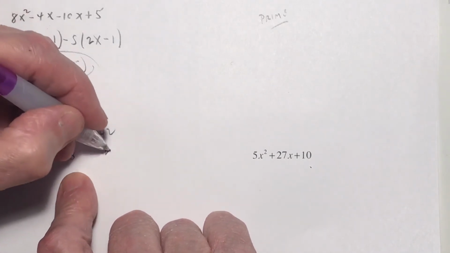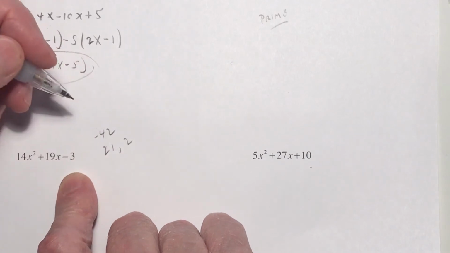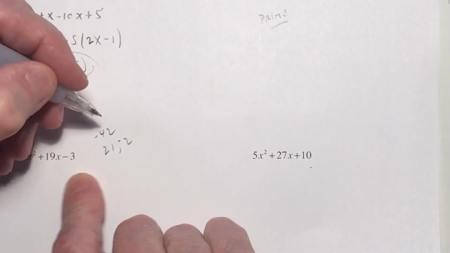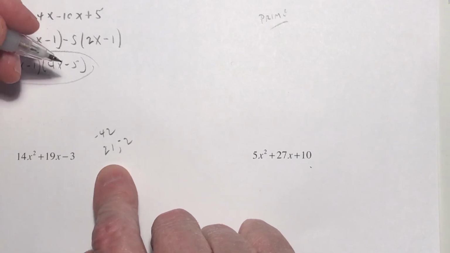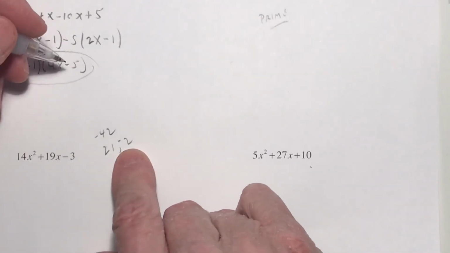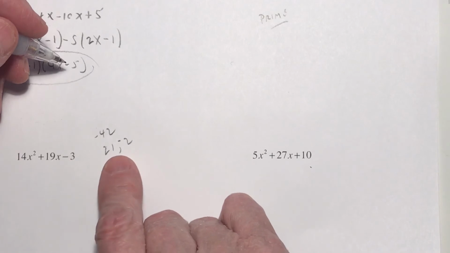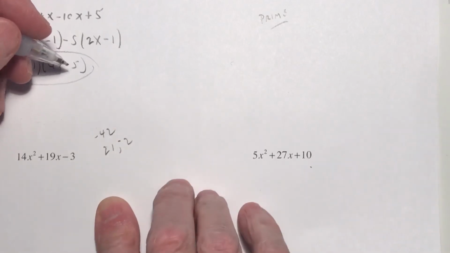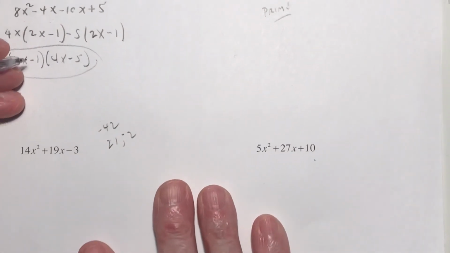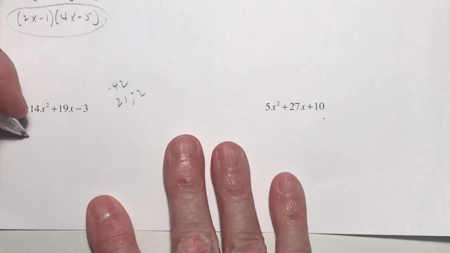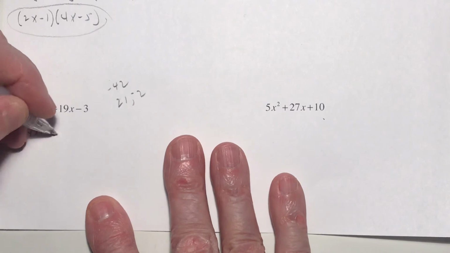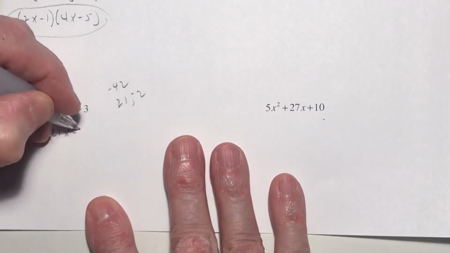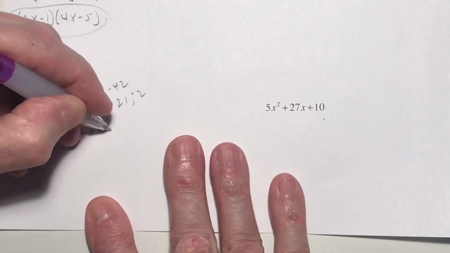Oh, I got it. Positive 21, negative 2. Did you think of it before I did? Good for you. 21 and negative 2 is 19. 21 times negative 2 is negative 42. So this should work. I got 14x squared, and I'm going to write plus 21x minus 2x minus 3.